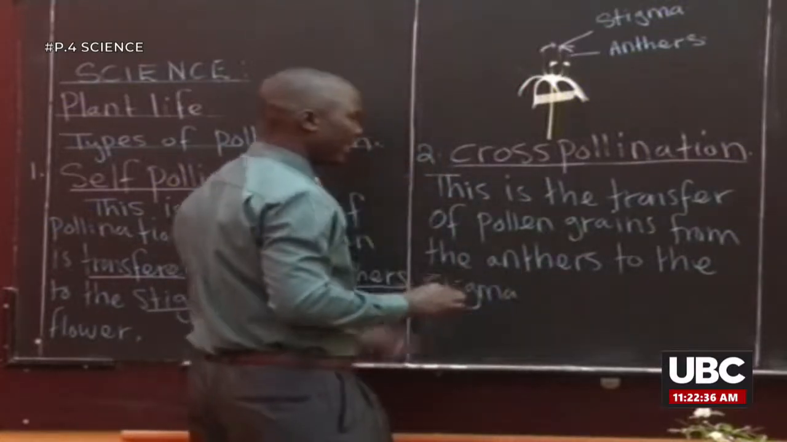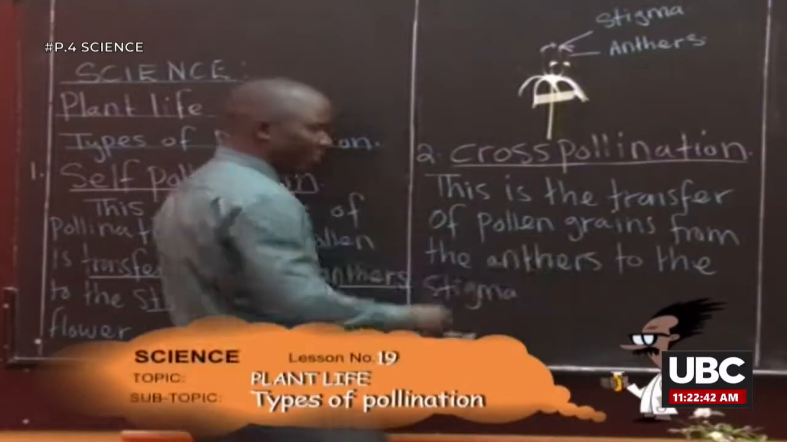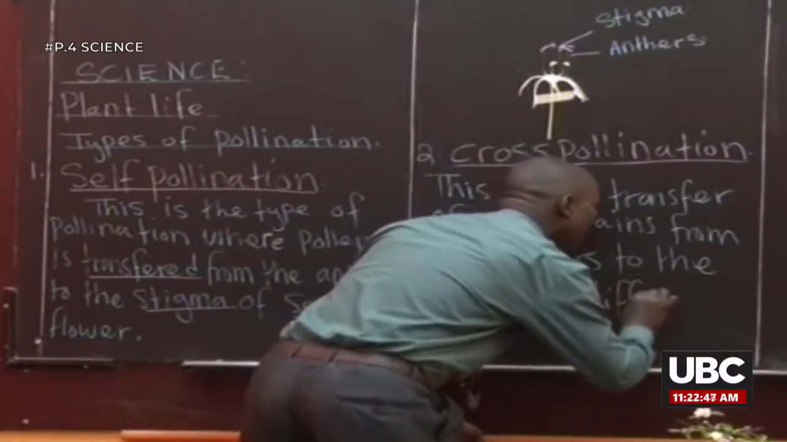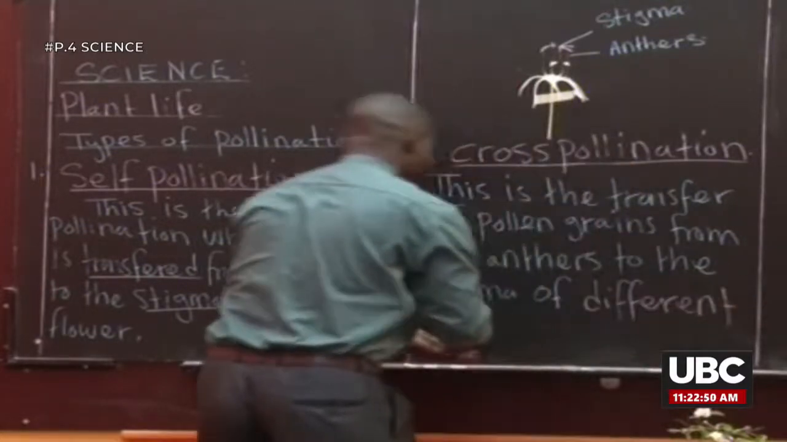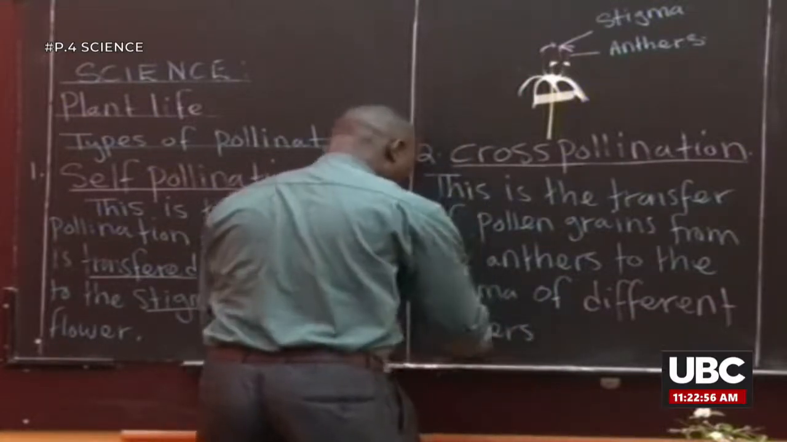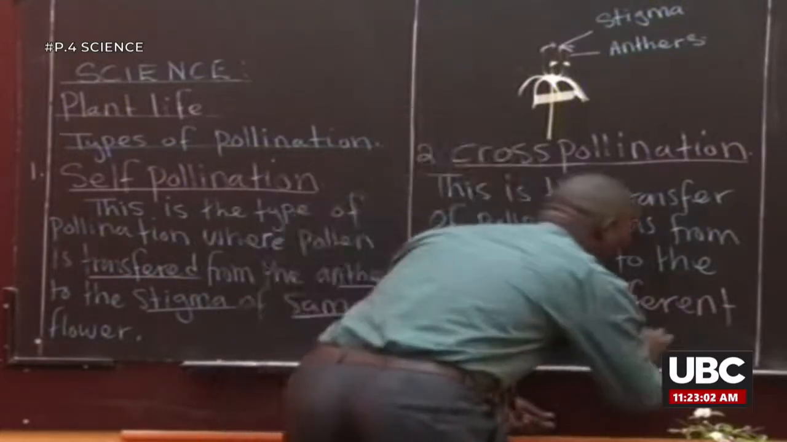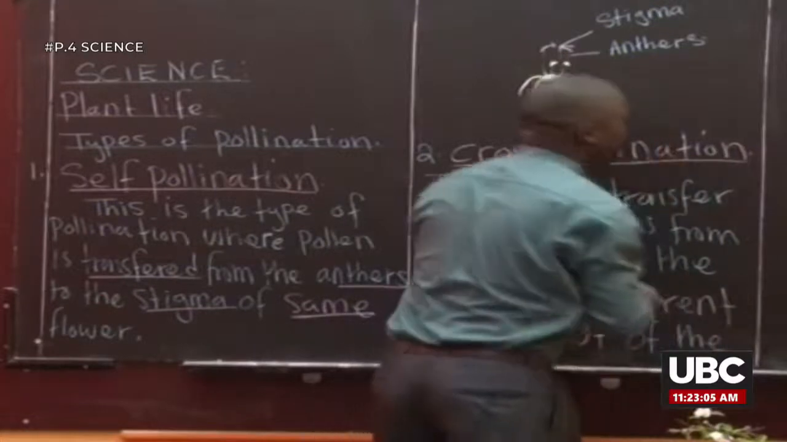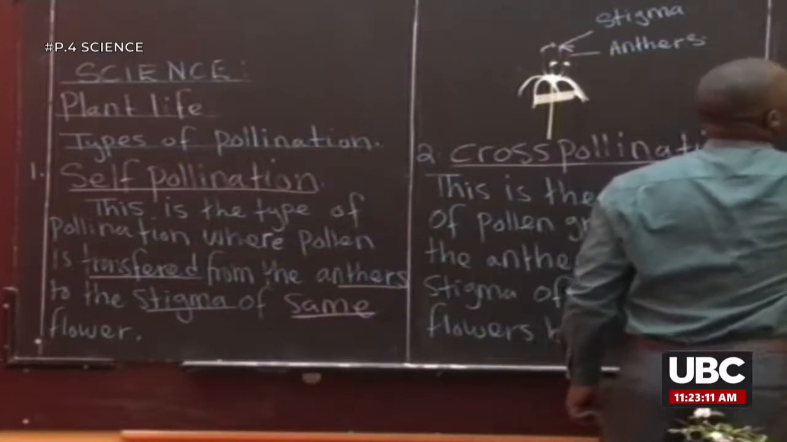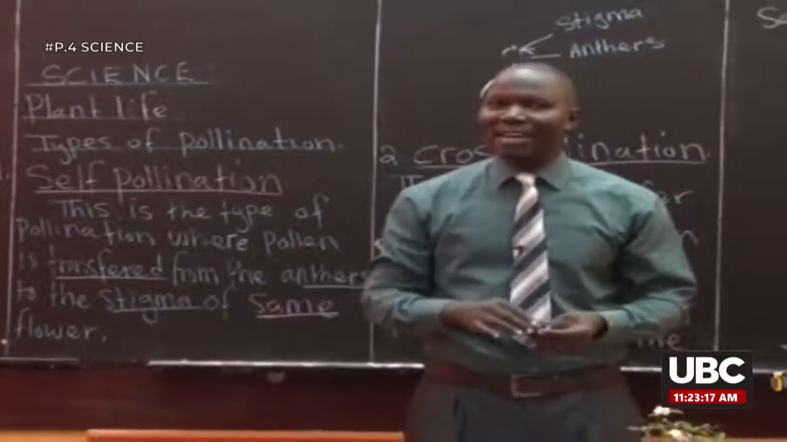The stigma, this is the transfer of pollen grains from the anthers to the stigma of, I write in my word, of different flowers. And I'll write in another word, and the word is but, of the same type. Of the same type.